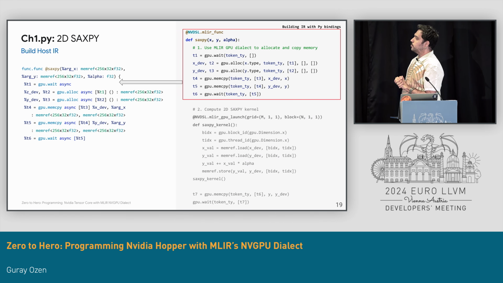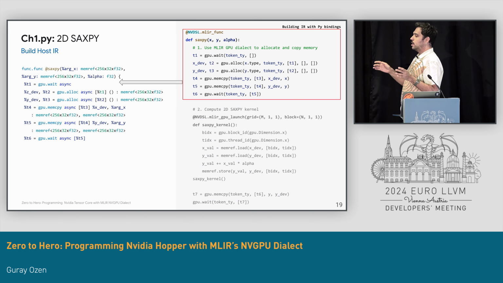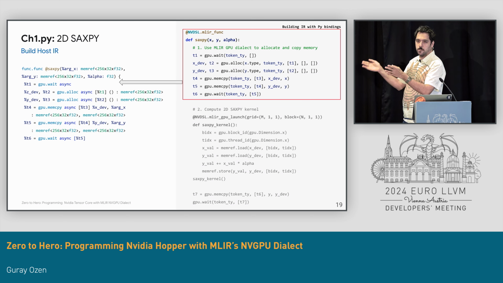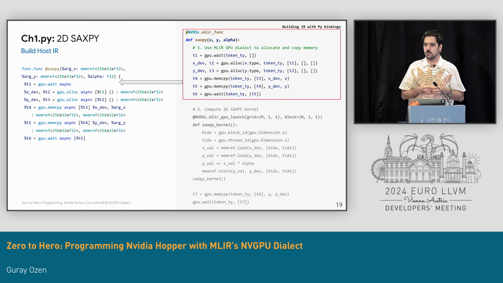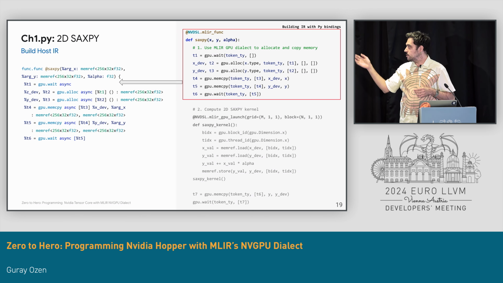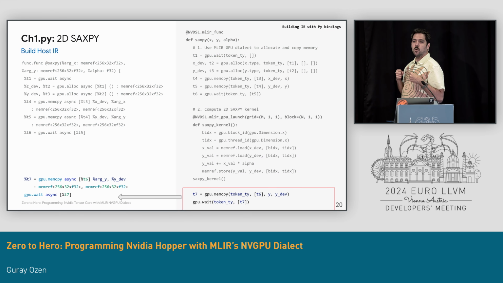So the first step in the program, now we have a function, right? This is a host function, and I need to do the basic things like copy data and allocate data, and that's what I'm doing. I'm using the GPU dialect for that, allocating data and copying the data. And of course, at the end of the program, I copy back the data, right? So now my host program is done.